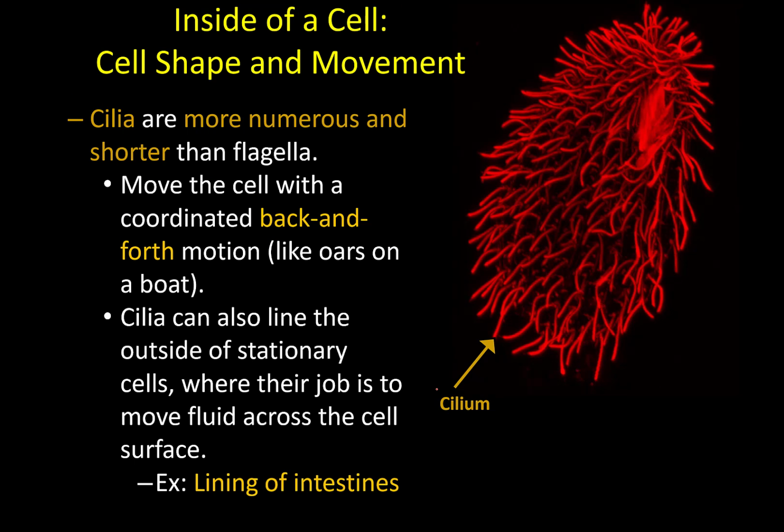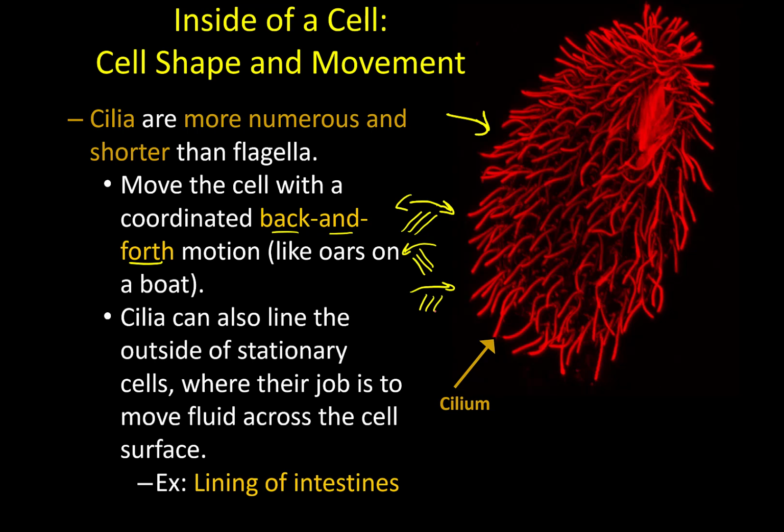Now, cilia are different. They're more numerous, you get a lot of them, they frequently cover the surface of the cell, and they tend to be a lot shorter than flagella. They help move the cell using a coordinated back and forth motion. So kind of like waving first one way and then back the other. Back and forth. They're kind of like oars on a boat. Their coordinated movement pushes against the fluid that the cell is floating in and helps propel it along.